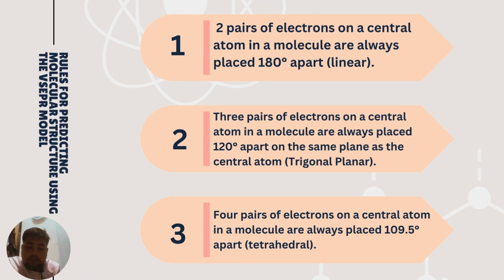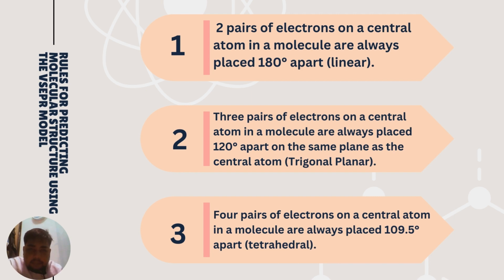Rules for predicting molecular structure using the VSEPR model. First, two pairs of electrons on a central atom in a molecule are always placed 180 degrees apart. It adheres to the VSEPR theory postulate that electron pairs tend to align themselves to minimize electron-electron repulsion and maximize the distance between them. In the case of two pairs of electrons, the maximum distance between them that minimizes the repulsion is 180 degrees.